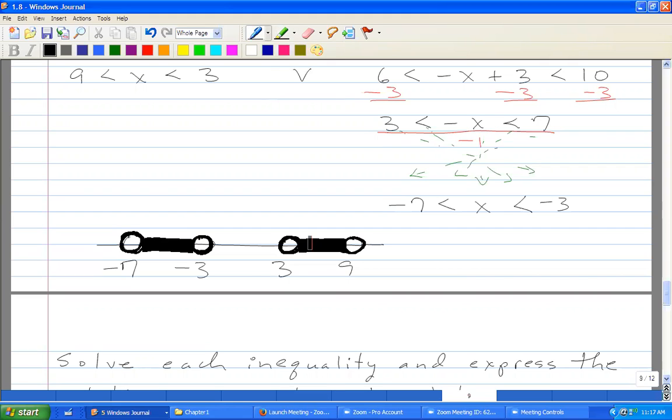And so I have that this is the union, maybe I'll write it up here, of two open intervals, -7 to -3, union 3 to 9. And that is your solution.